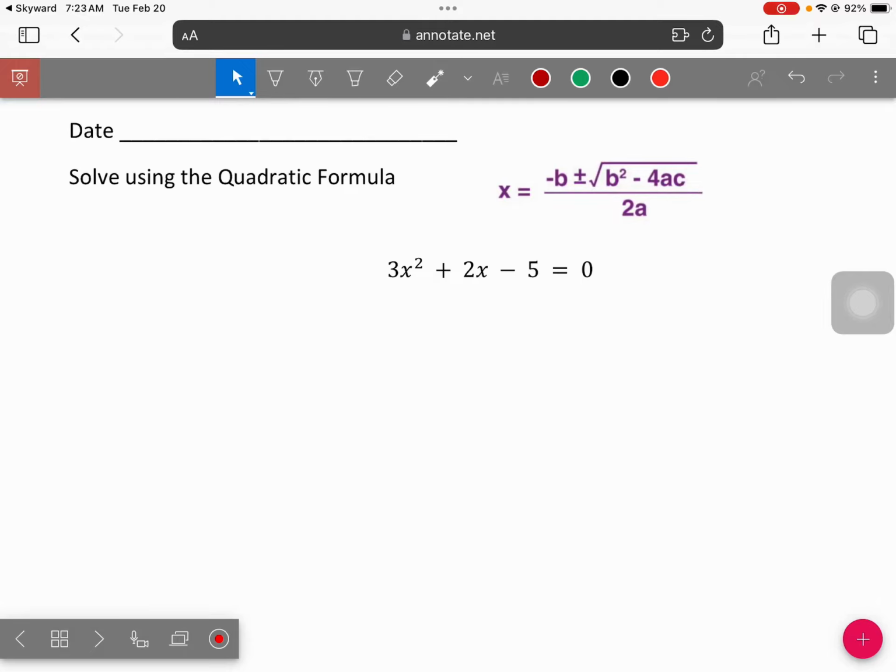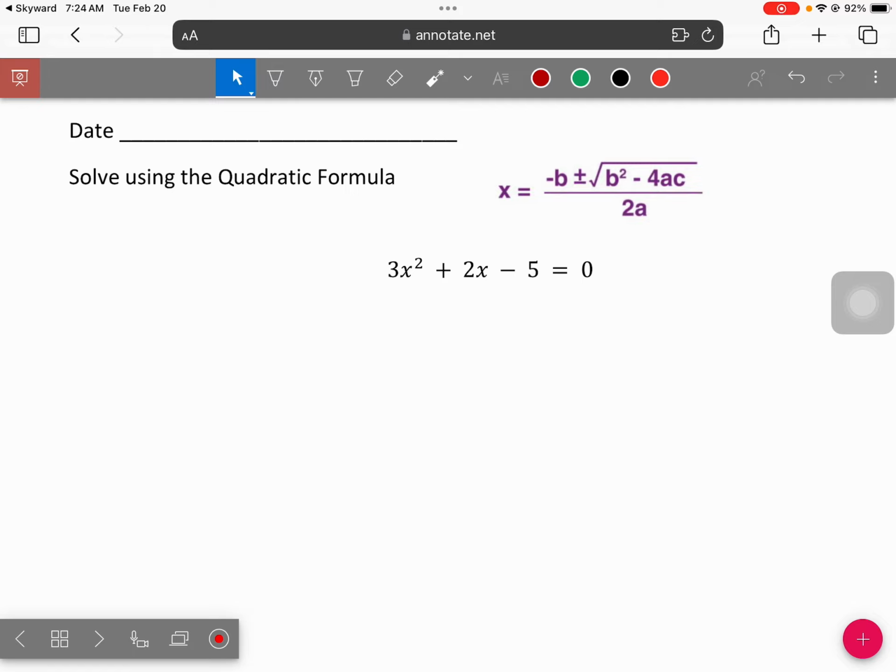Quadratic formula. Why would we use the quadratic formula, unless they actually tell us to use it? Why would we use it? Does anybody recall? Well, if it is not factorable, then you would use the quadratic formula, because the quadratic formula will be able to solve any quadratic equation. Okay? Any quadratic equation.